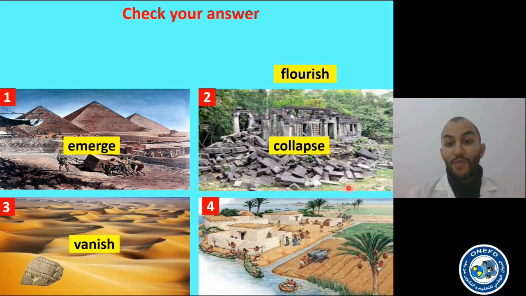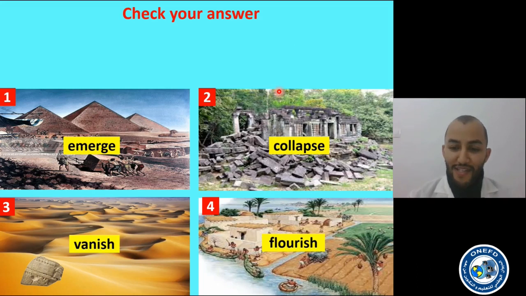Now, the last word is flourish. Okay, and of course, it's going to match with, yes. Okay, so flourish is develop, prosper. Remember, flourish like a flower. Okay, a flower is going to flourish and bloom and blossom. Okay, well done, guys. Let's go to the next one.